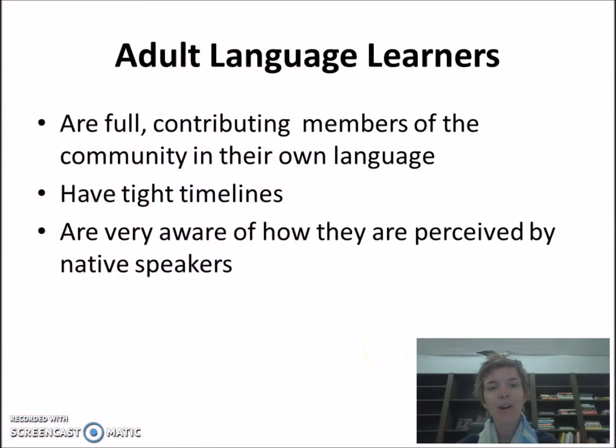So it's important to remember that just like my experience in the Peace Corps, our adult language learners, English language learners, are full contributing members of their community in their own language. They have very real, very time-bound needs and desires for accuracy in their grammar, like getting a job, talking to their boss, etc. And as adults, they're very aware of how they are perceived by native speakers, which leads them to be very motivated English language learners. So how can we best show our respect for their identities and their lived experiences while supporting their English language acquisition?